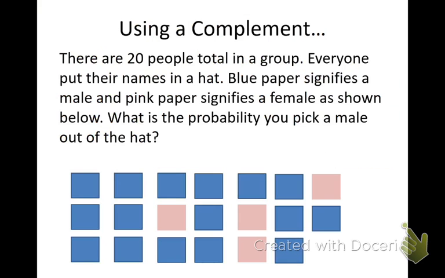Okay? If you didn't get that, I will show you with numbers. This is not you. There are 20 people total in a group. Everyone put their names in the hat. Blue papers represent boys, and pink papers represent girls, as shown below. What is the probability to pick a male out of the hat? So what do you notice about these colors? Don't tell me the answer. What do you notice about the colors? There's mostly boys. So the easier thing to do is find out how many girls there are. And how many girls are there? 4 out of 20.